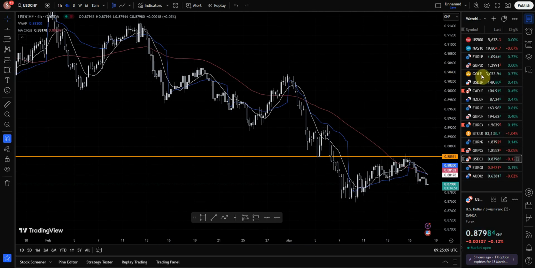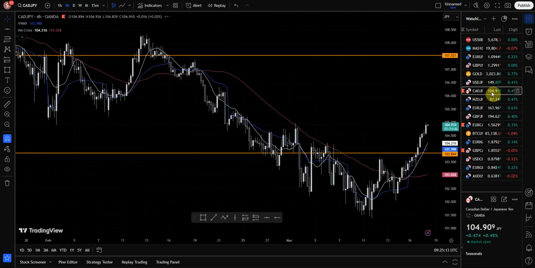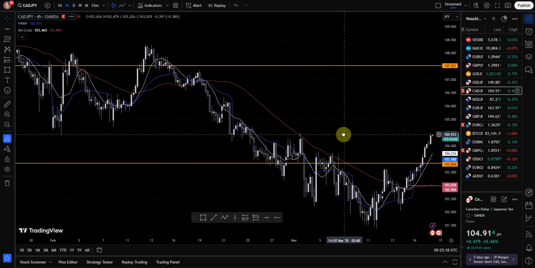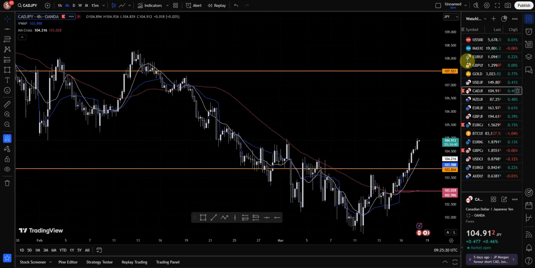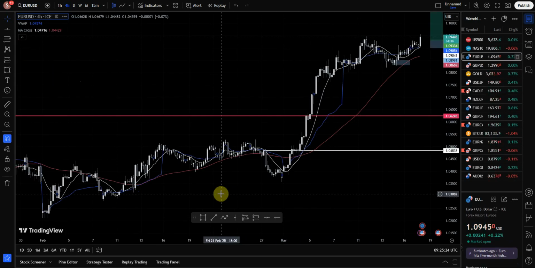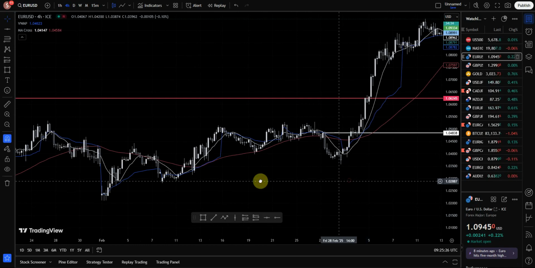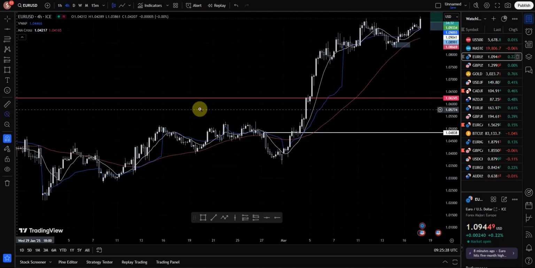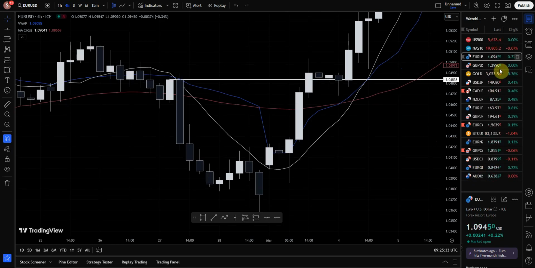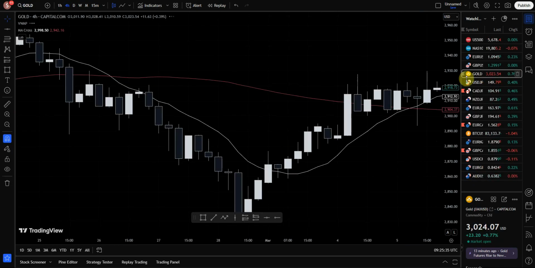So I think I had one on CAD. Was it 1 week ago? There was one on Euro USD. Let me check Euro USD. I think I had one here, but okay, it's here. But I didn't take this one because I had other positions. I'll send you a screenshot. Let me show you one I took.